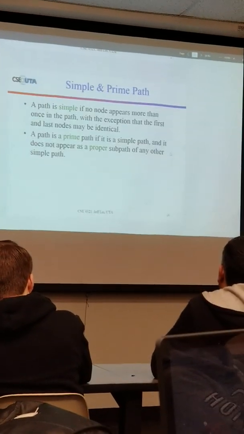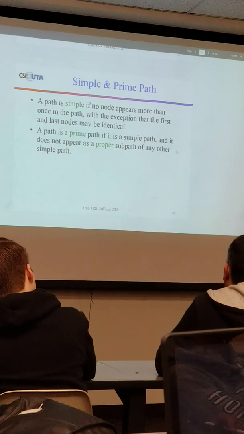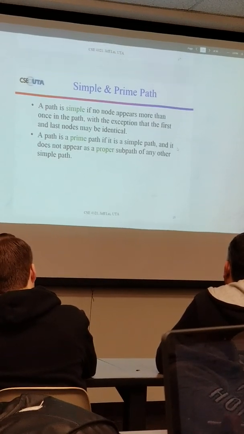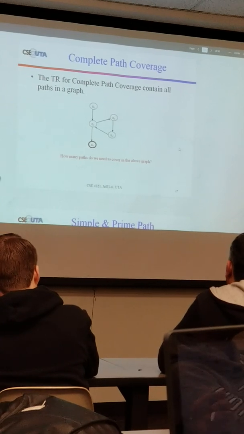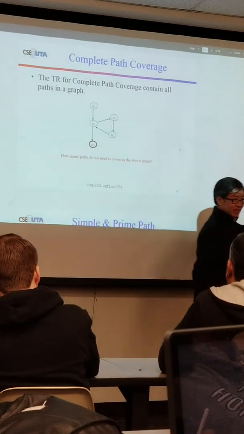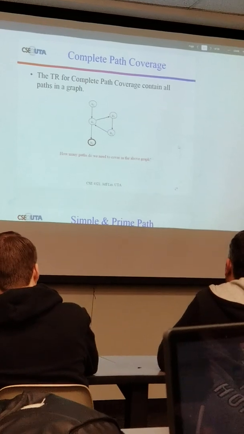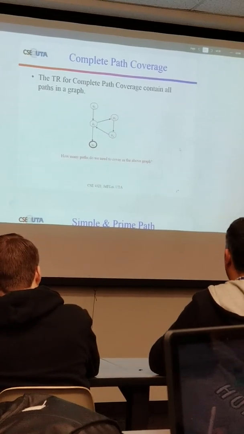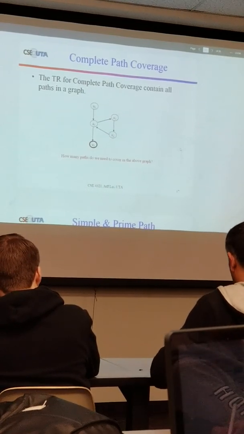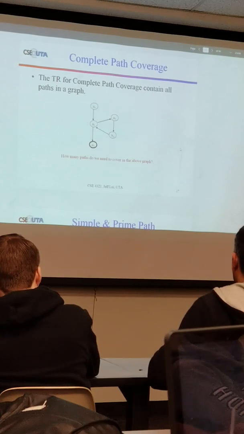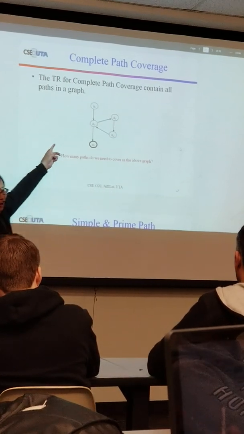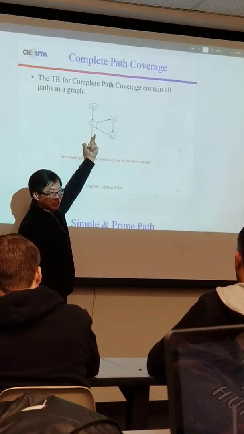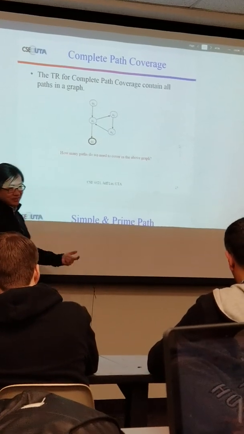Yeah. For the previous graph, among the paths that we look at here, only the first one is a simple path. Because all the other paths have a loop, an internal loop inside them. Yeah, that's right. Because for all the other paths, one node is going to appear more than once.